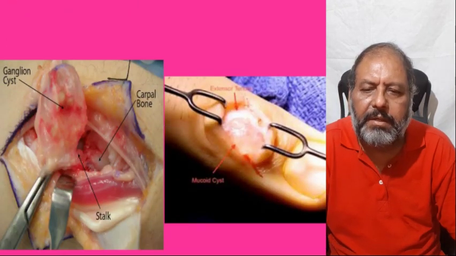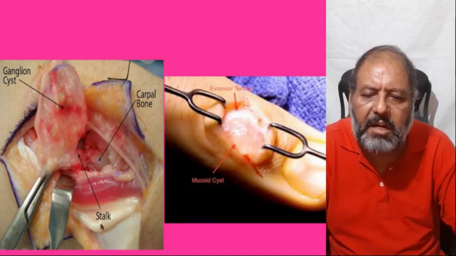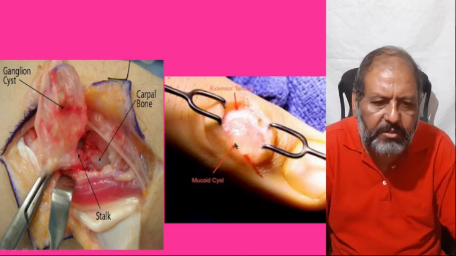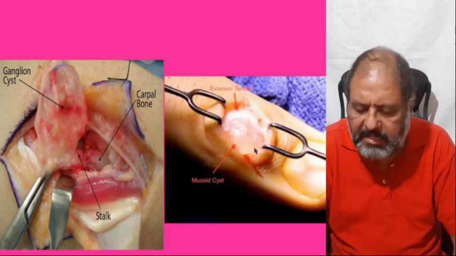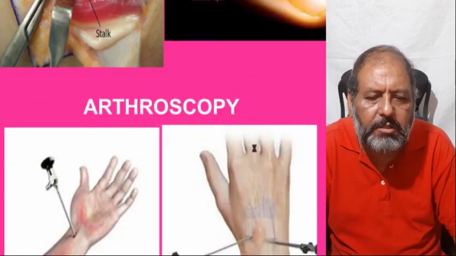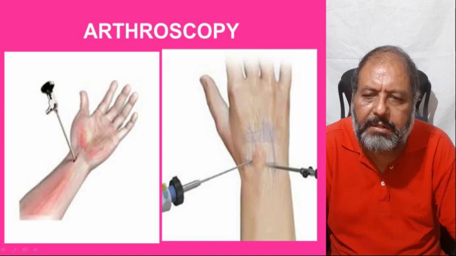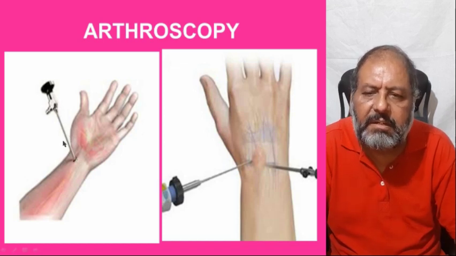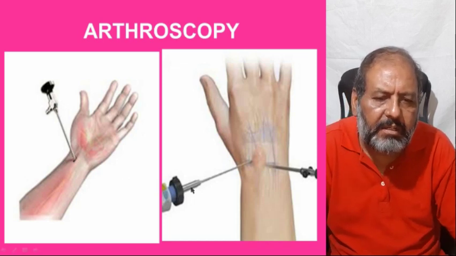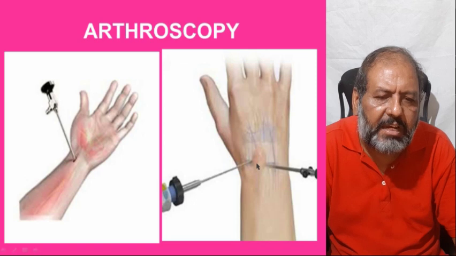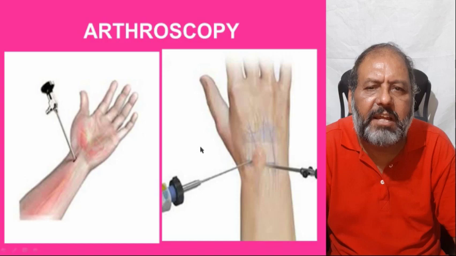Here is the complete removal of the ganglion cyst, and one can see the carpal bone and the stalk of the cyst, and here that is being taken out completely in one block, that is the ganglion cyst. In arthroscopy, as you can see, a small hole is made and through the camera one can see, and then through that canal one can use the instruments to remove the ganglion. Here again one can just go inside and see the location of the ganglion, and that can be removed by arthroscopy.